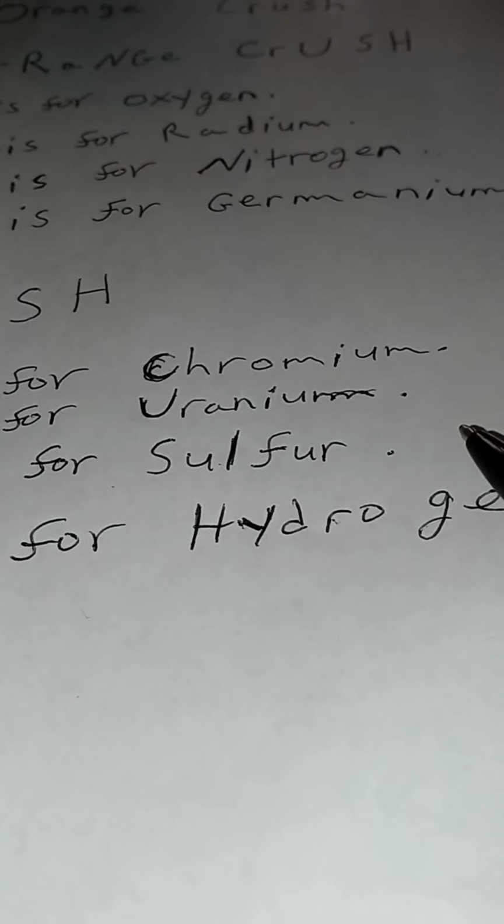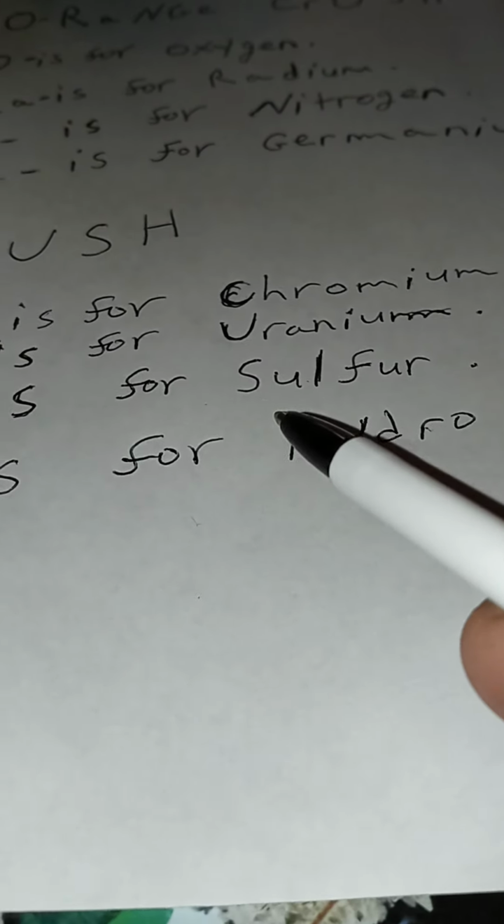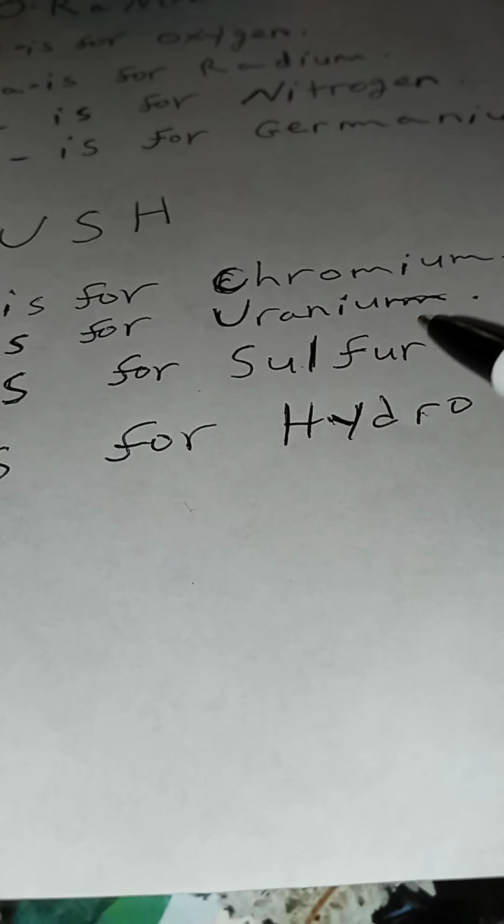Capital U is for uranium. U-R-A-N-I-U-M. Capital S is for sulfur. S-U-L-F-U-R. And then we got capital H is for hydrogen. H-Y-D-R-O-G-E-N. Hydrogen.